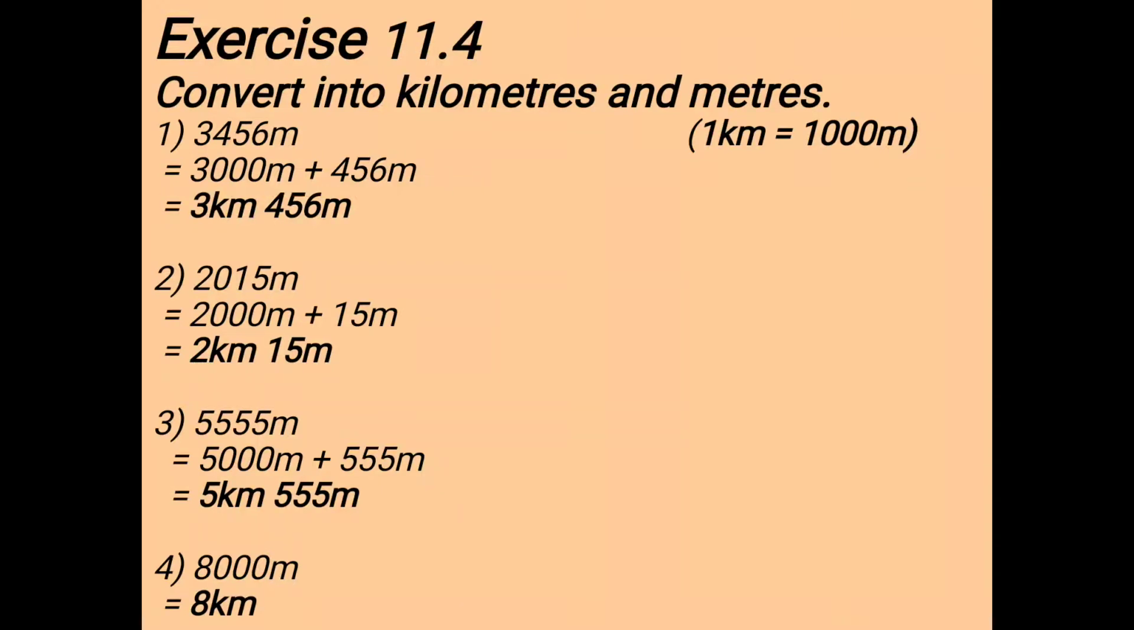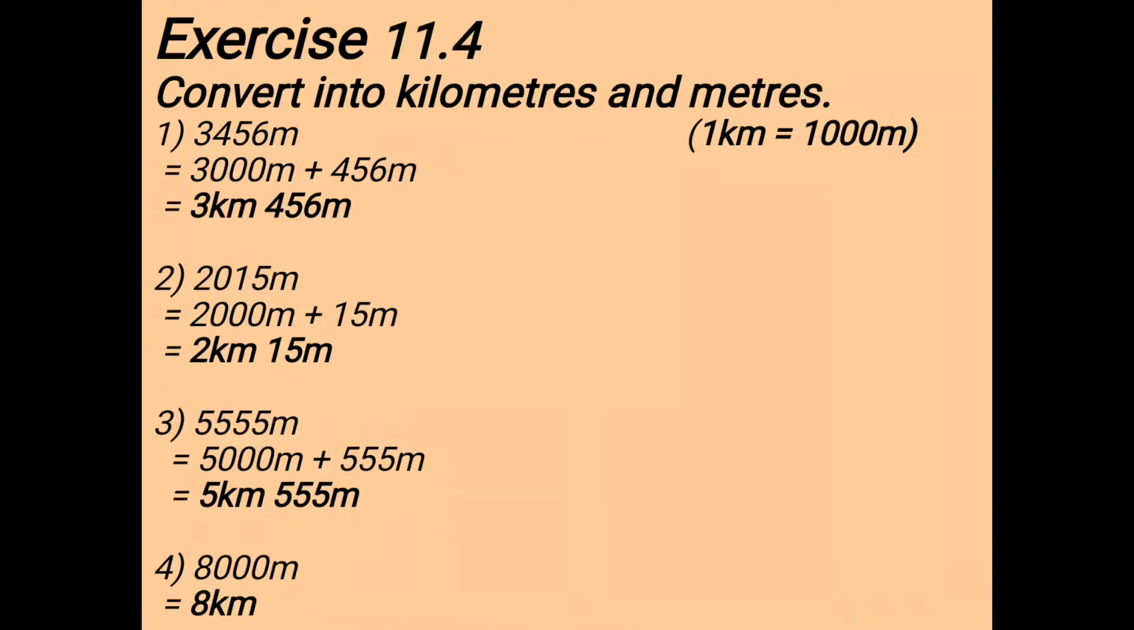As you all know, 1000 meters is equal to 1 kilometer. Similarly, 3000 meters will be 3 kilometers. So write 3 kilometers 456 meters. So now we have converted it into kilometers and meters. Next one, 2015 meters. So again separate thousands aside and another part aside.